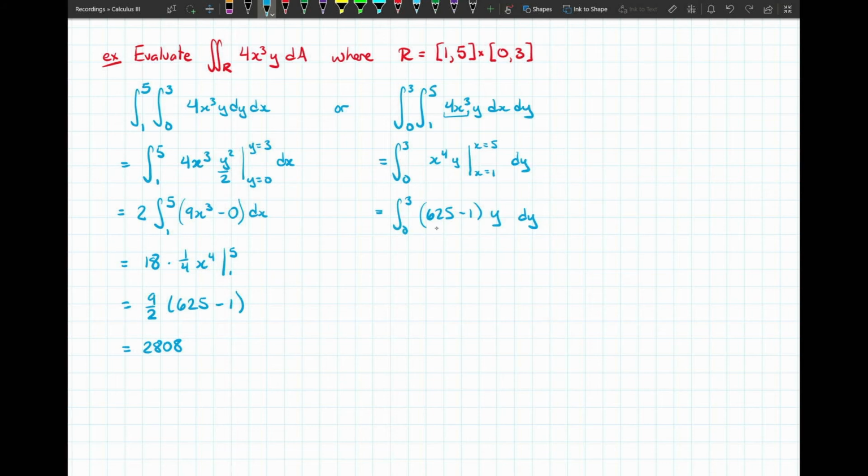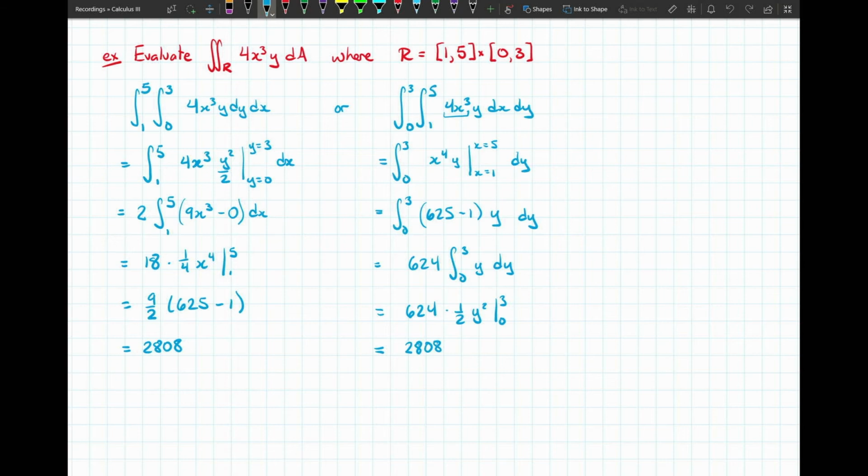Now, we've seen this before, 625 minus 1. Well, that's 624, and that can even just be moved out front right away. And at this point in time, hopefully you can see that we are slowly getting our way to the exact same answer. Now we have a single variable problem. We need the antiderivative of y, which is 1/2 y squared, and evaluate from 0 to 3. And that gives us 9 over 2 again. And we already know what 9 over 2 times 624 is.